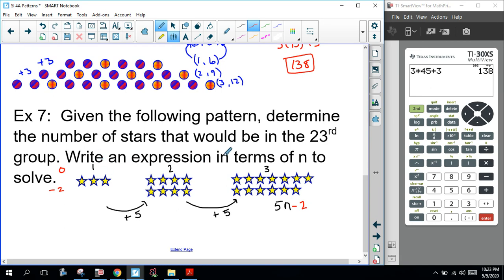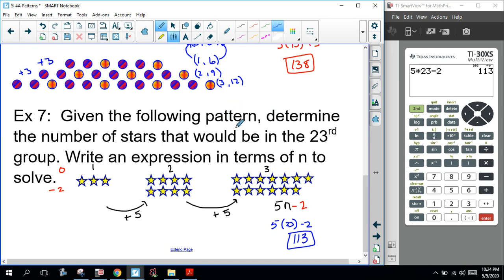All right, so we write the expression in terms of n to solve, and then it wants the 23rd term. So I'm going to plug in here 5 times n, or 5 times 23, minus 2. And we take 5 times 23, minus the 2, and we get the answer here of 113. So the 23rd group of stars would have 113 stars.